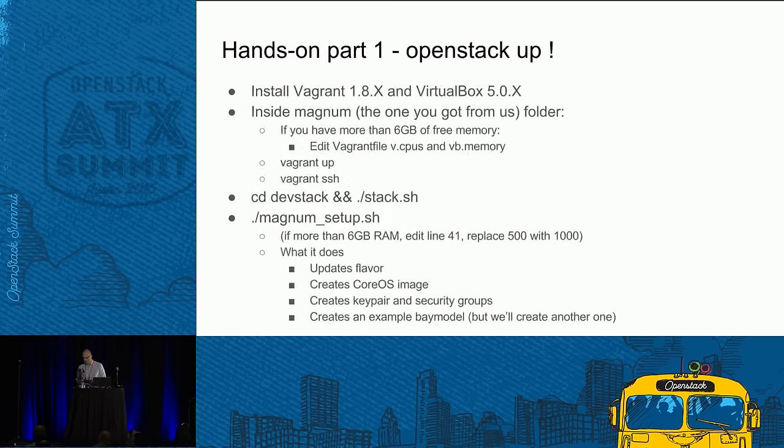So let's start part one. Regarding the memory, those who have 16 gigs of RAM on your laptops, go ahead and edit the Vagrantfile. That's the one that you copied in your folders. There are two things that you want to increase there. The one is the VB memory. Now it's set to 6,000. Put that to 9,000 at least.